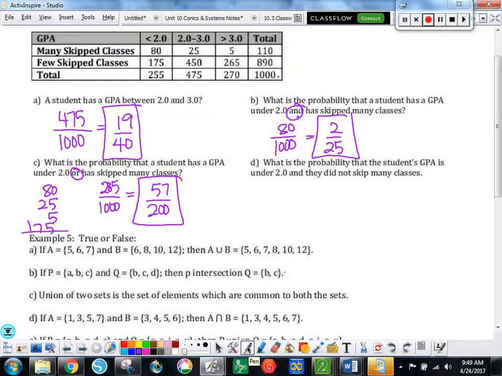What is the probability that a student's GPA is under 2.0 and they did not skip many classes? So on your own, go for it. All right, this is an and, it's an intersection. So under 2.0 is this column, right? They did not skip many classes. Which one of those? 175 out of? Equals?